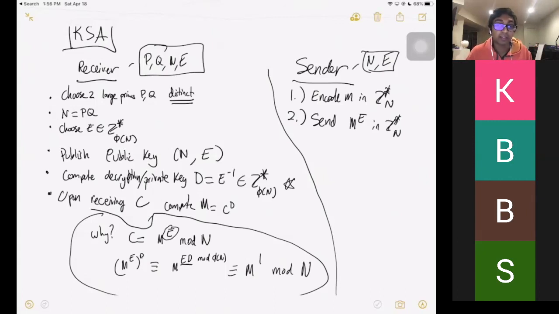Cool. Now this last question is also not super obvious, but what if m came from Z mod n, but wasn't in Z star n? Like what if m was in Zn, but not in Z star n? What could go wrong in that case? Is this something to worry about?